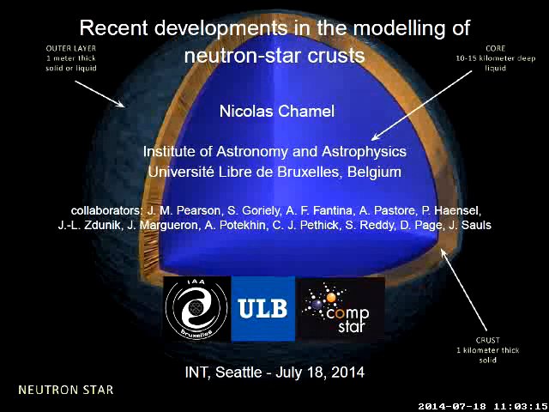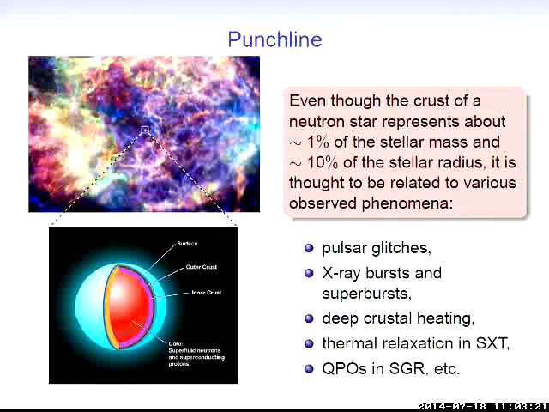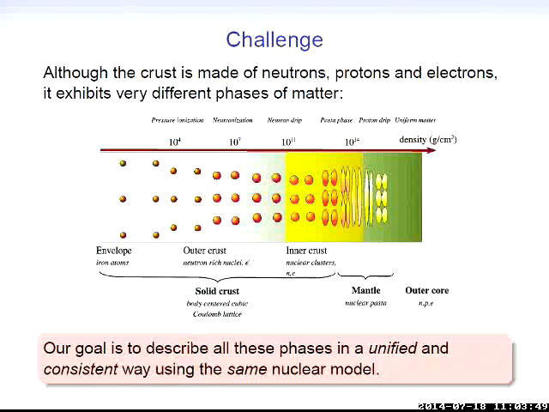So why are we interested in studying the physics of the crust? We've already heard this week that the crust, even though it's about 1% of the mass of a neutron star and about 10% of the radius, is believed to play a key role in various phenomena like glitches, bursts, superbursts, deep crustal heating, and so on. Now, the challenge is that the crust is made only of neutrons, protons, and electrons, at rather low density, below saturation. So you may think, okay, things are easy.